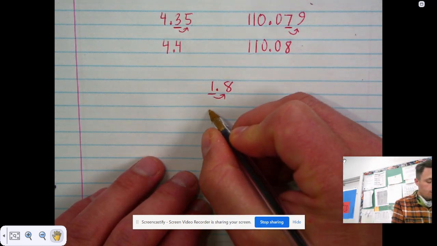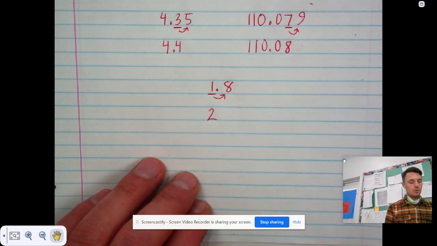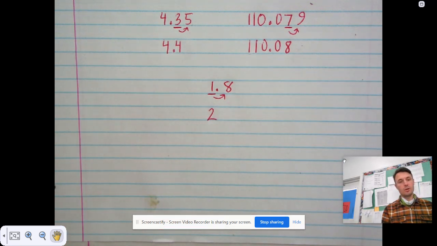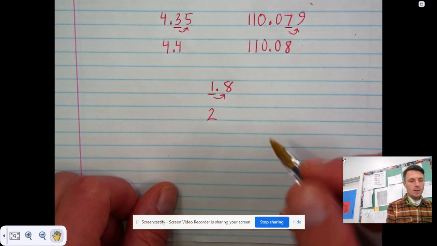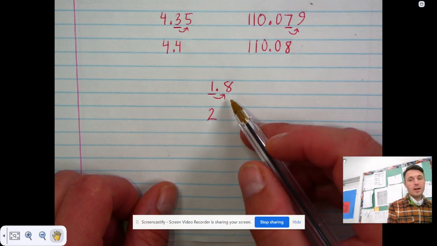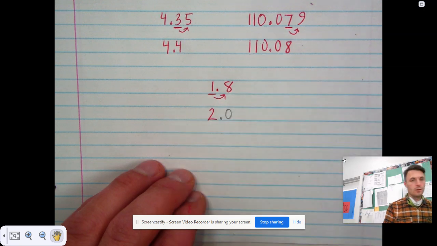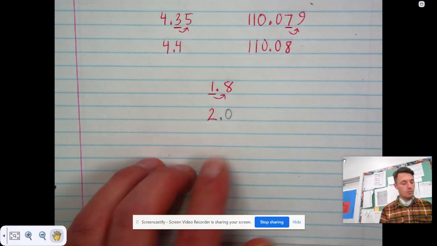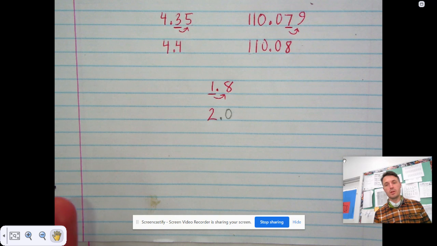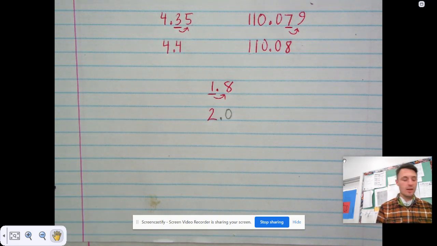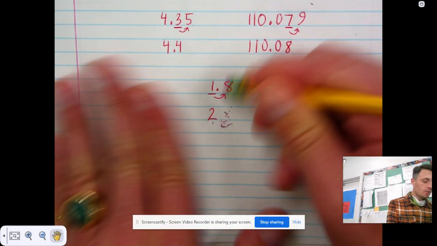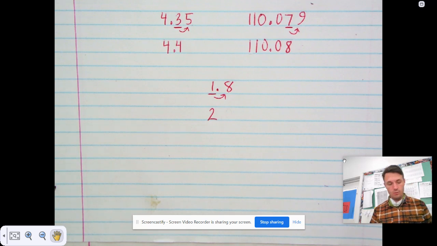So the 1 becomes a 2. There's nothing to the left, so nothing stays the same. And then everything to the right, if this was a whole number, would become 0. But since it's a decimal number, we don't need that there anymore. 2 and 0 tenths means the same thing as 2 and nothing. So we just get rid of it, and the answer is 2.